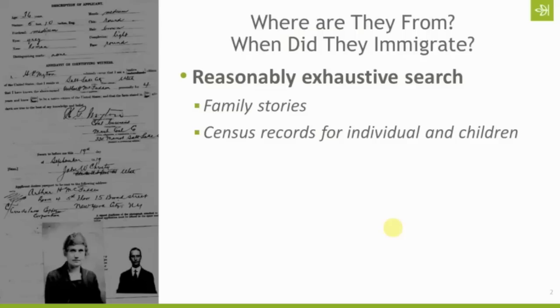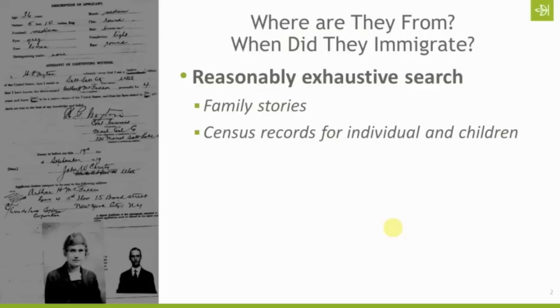Starting in 1880, the census asks not just where were you born, but where was your father born and where was your mother born? And so you're going to want to pay close attention to that. Again, you're going to want to collect all of the census records for all of the children to note what they say about the birthplace of their mother or father.